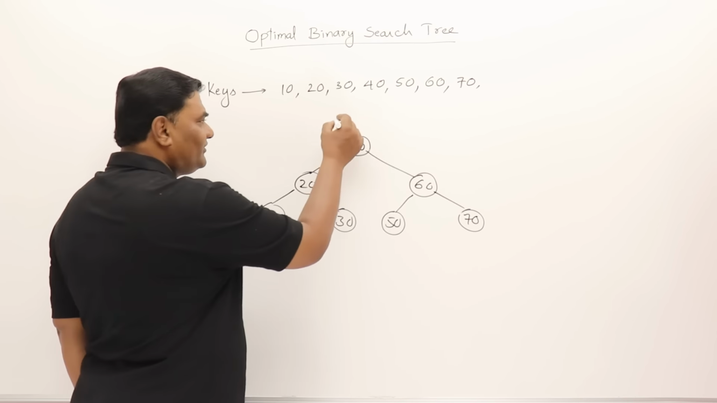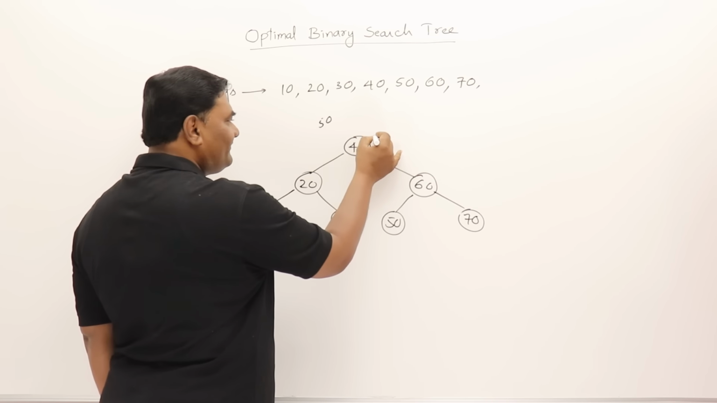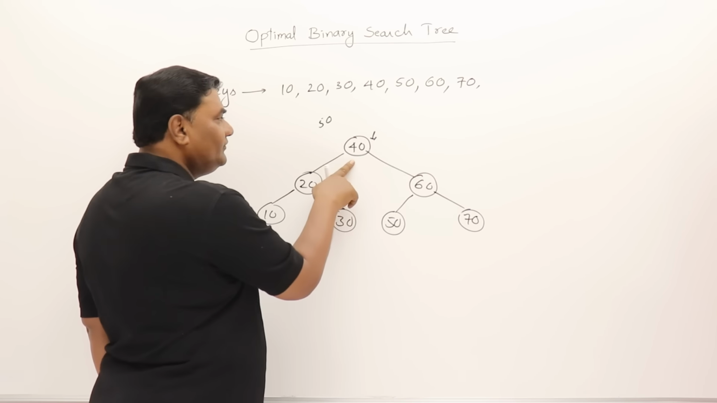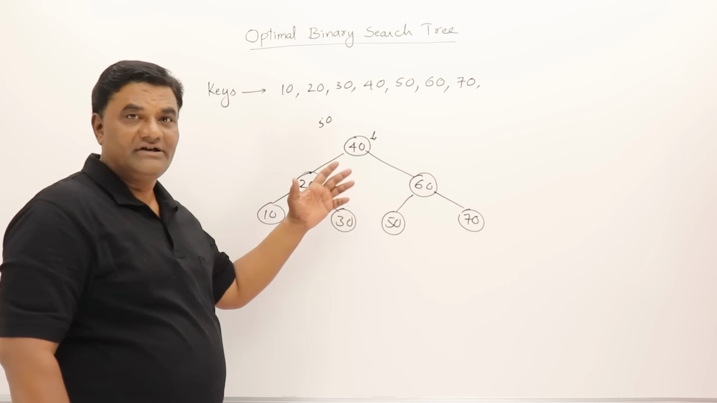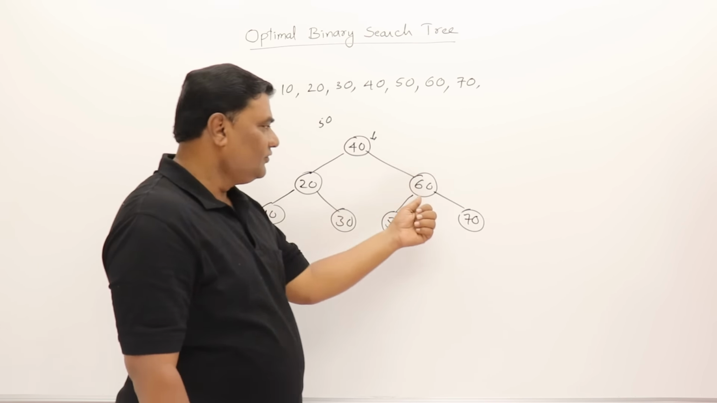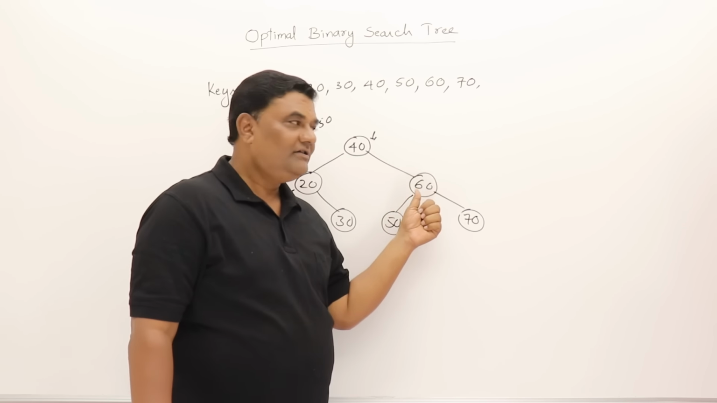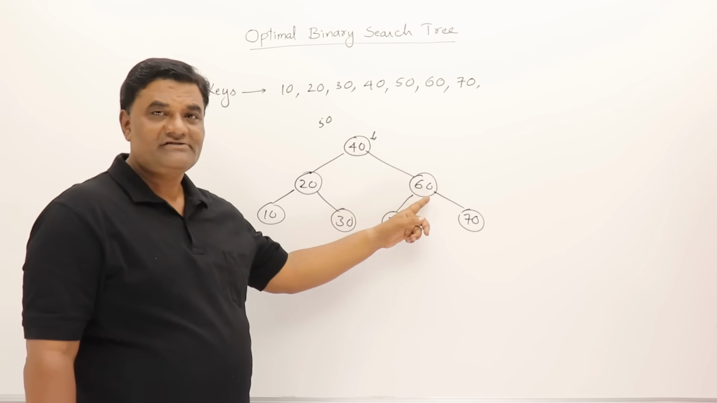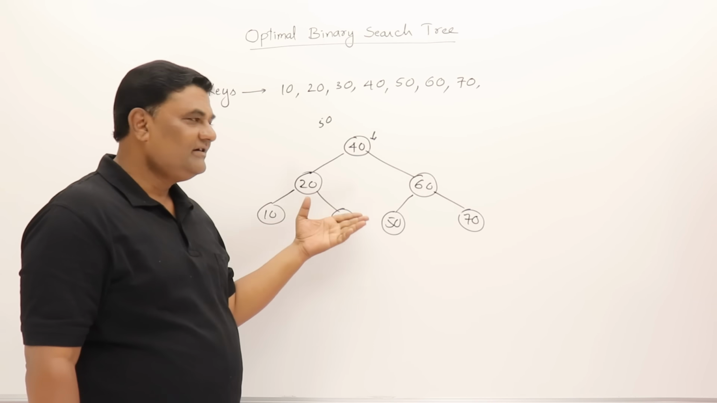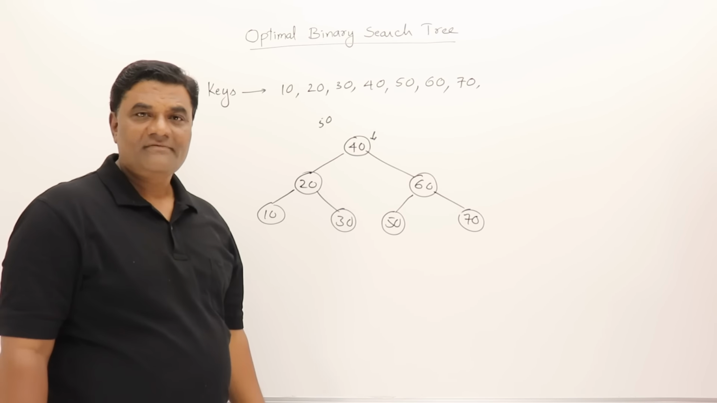Suppose I want to search for a key element 50, then I can start from here. Is it 50? No, 50 is greater than this one. So definitely it's on the right hand side. Go here and check it. Is it 50? No, the key value I am searching is smaller than this one. So go on the left hand side. Yes, key is found. So that's how.